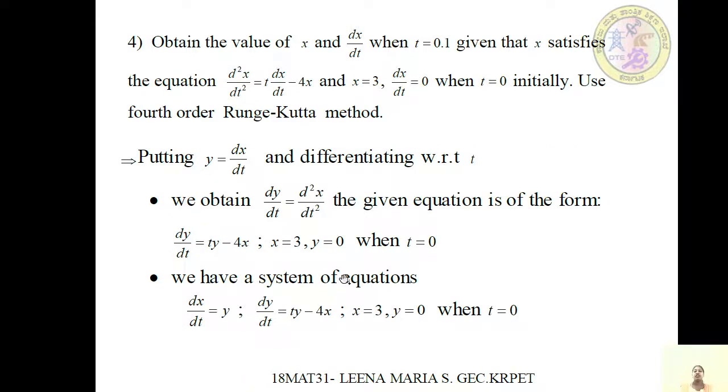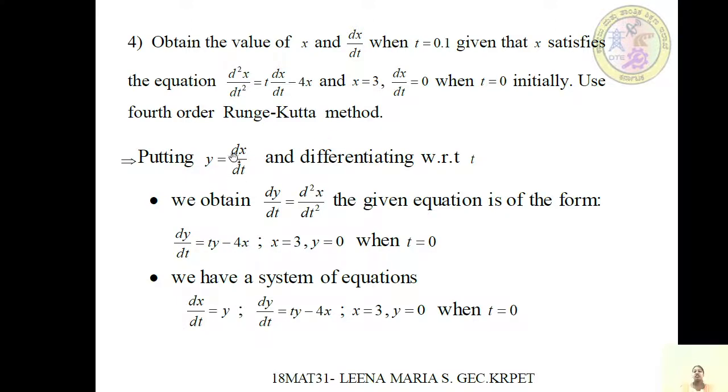So similarly, the next problem: obtain the value of x and dx by dt when t equals 0.1, given x satisfies the equation d square x by dt square equals t into dx by dt minus 4x, and x equals 3, dx by dt equals 0 when t equals 0 initially. Use fourth order Runge-Kutta method.